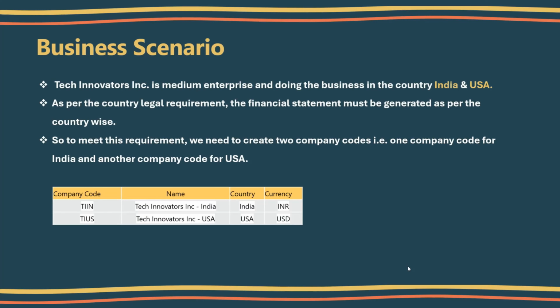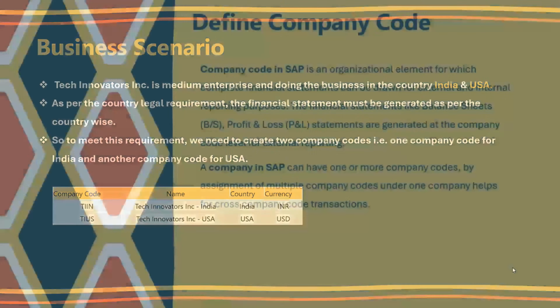Now, to meet these legal and financial obligations, Tech Innovators has decided to set up two separate company codes within SAP S/4HANA. If you look here on the screen, these are the company codes which we are going to create. Now, it's time to move on to defining the company codes.